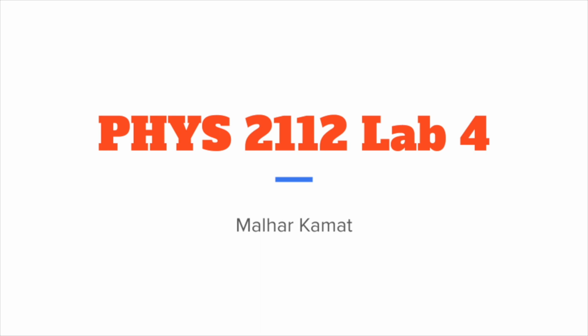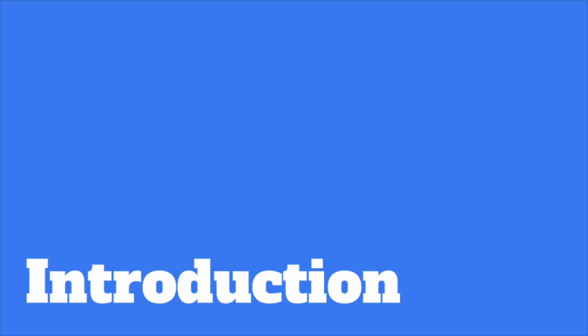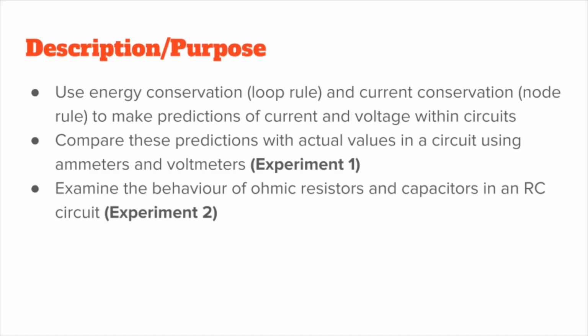This is my fourth lab for Physics 2. The purpose of this lab is to use the energy conservation, the loop rule, and the current conservation, node rule, to make predictions about current and voltage within circuits. And we want to compare these predictions with the actual values in a circuit using ammeters and voltmeters.